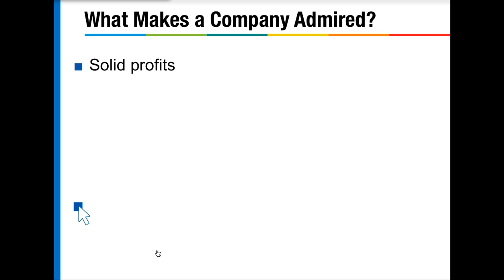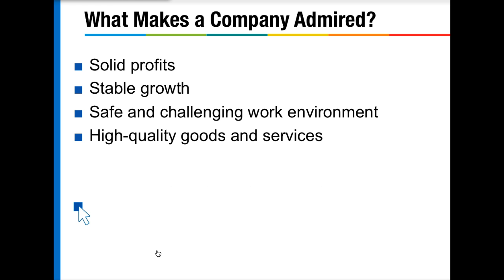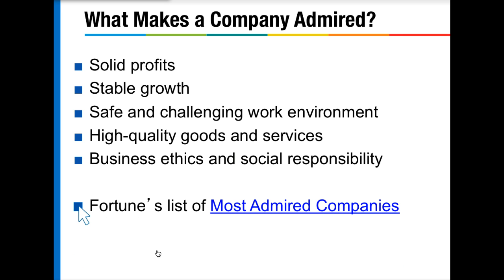These are some things that make a company admired. Solid profits. You look at companies like Google or Target. Stable growth, a safe and challenging work environment, high quality goods and services. And a lot of companies are admired for their business ethics and their social responsibility. A lot of companies are going green with their operations, for example, or they're giving back to the community or the world at large by donating cash or resources. So this is what makes a company admired. And you can go to this link right here and see Fortune's list of most admired companies.